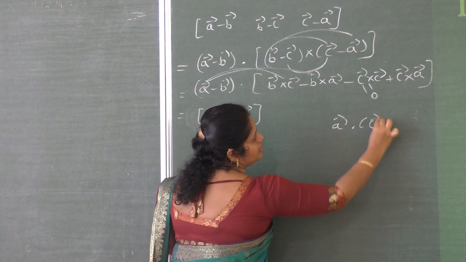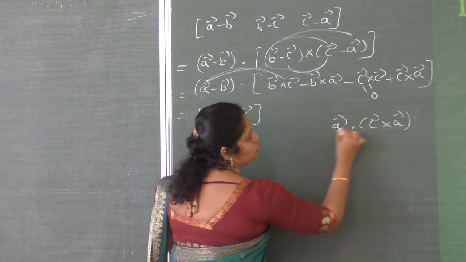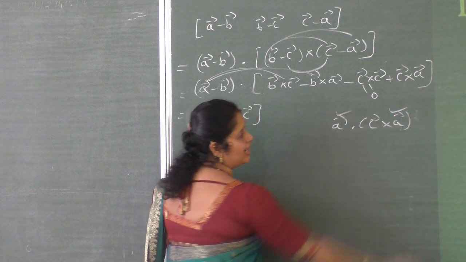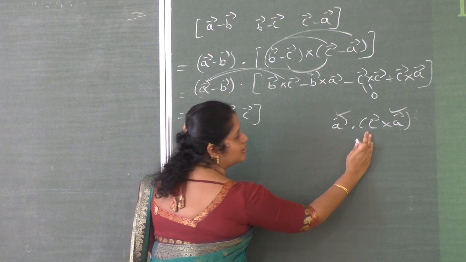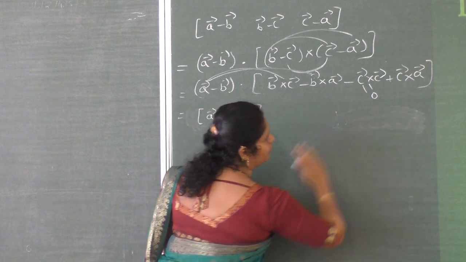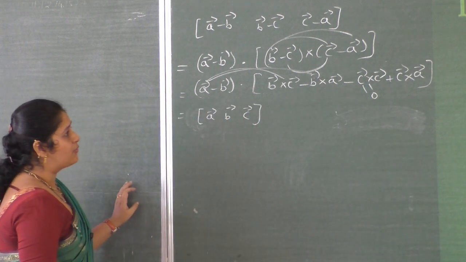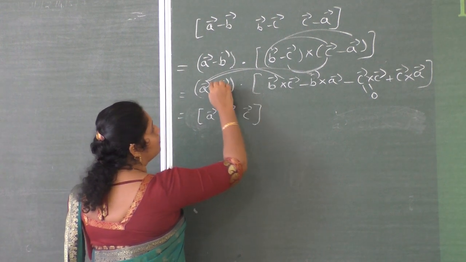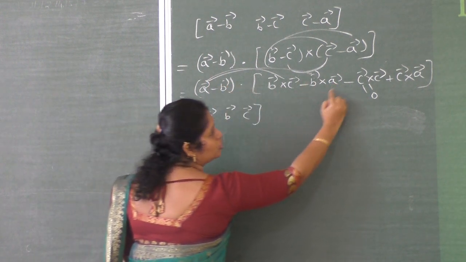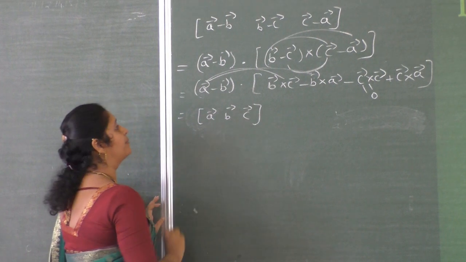Vector A dot vector C cross vector A. So three vectors, but two are identical. That means this scalar triple product is 0. That also we know. Therefore from A to 1, 2, 3, 3 terms, multiplication over.